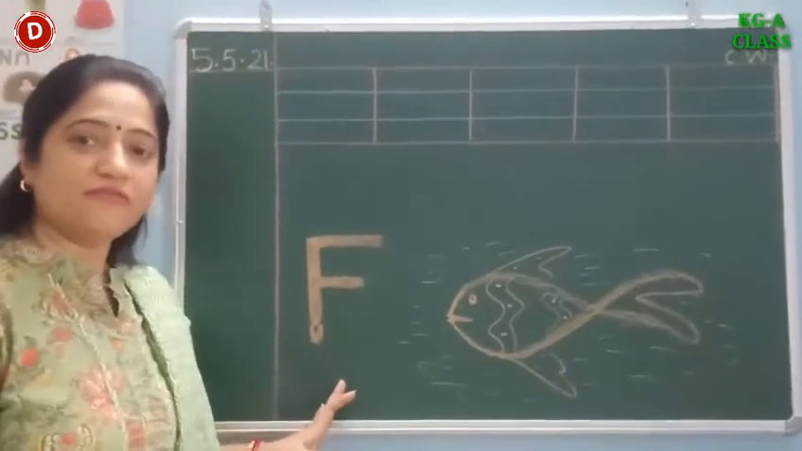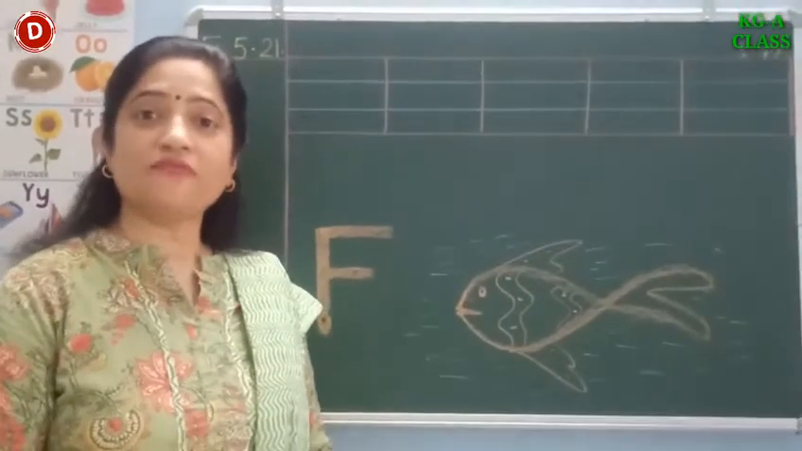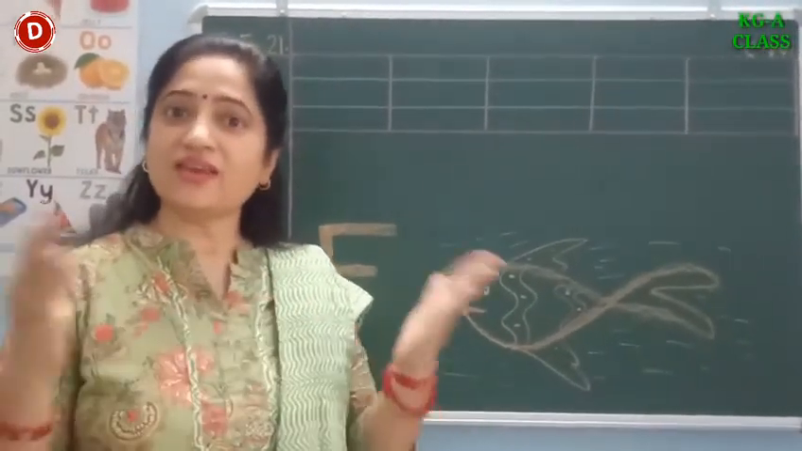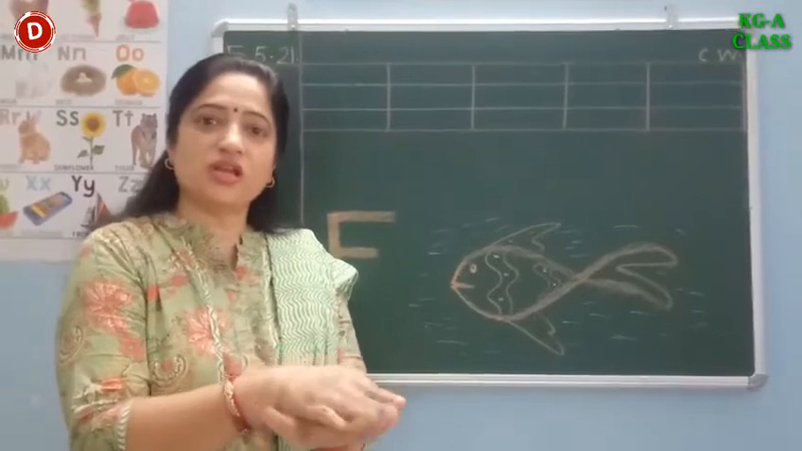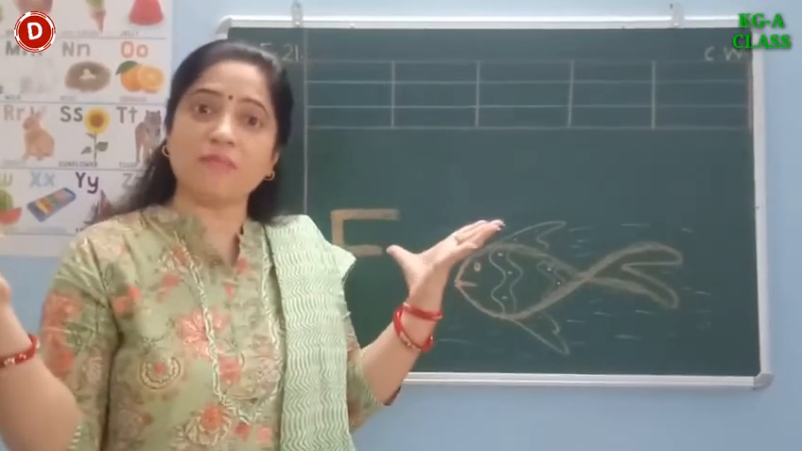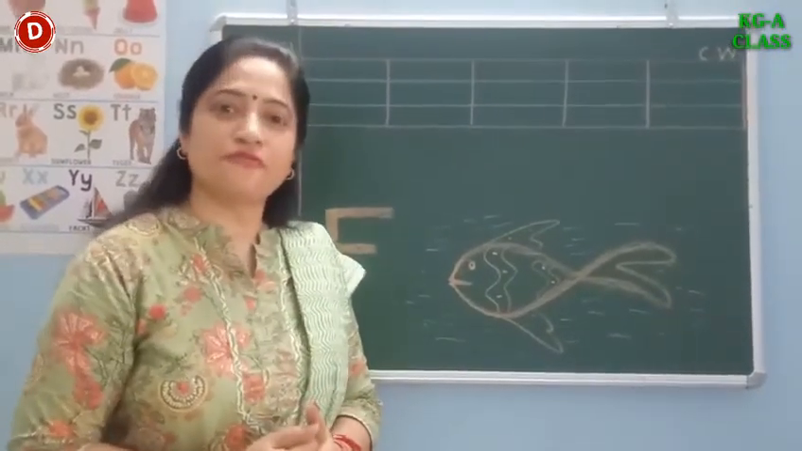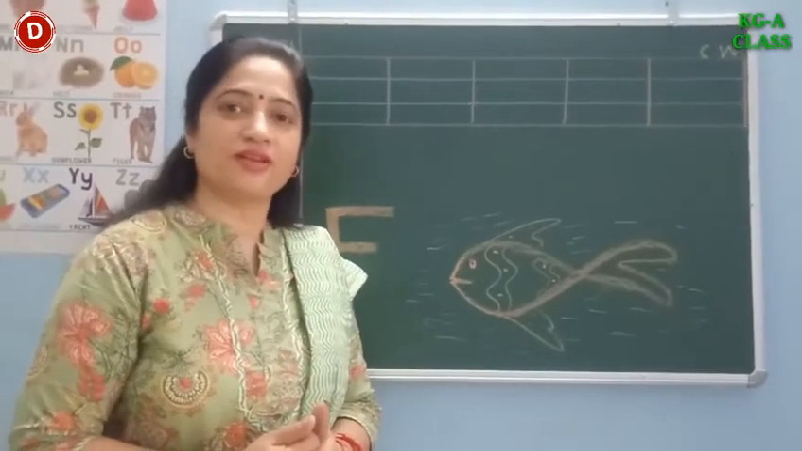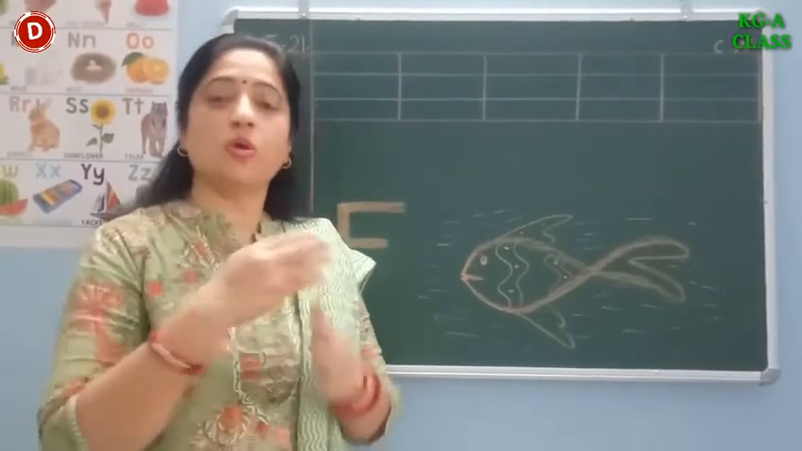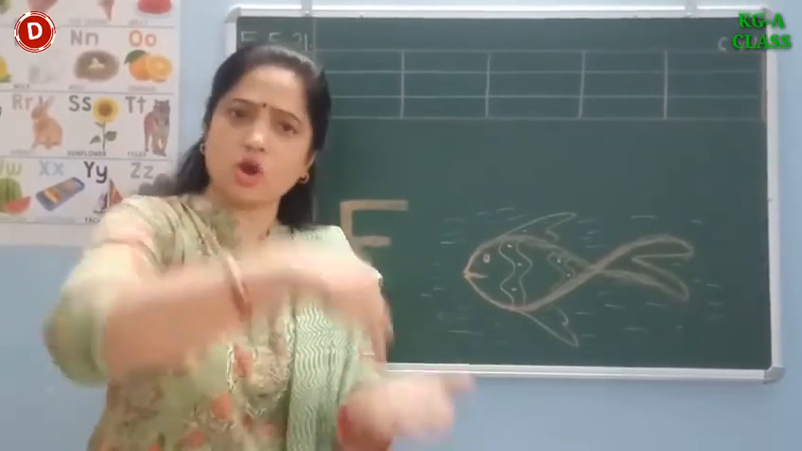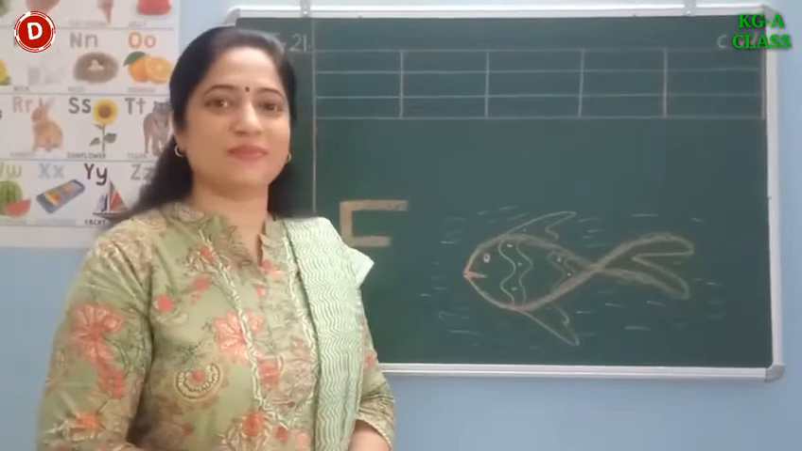Children, before writing F, let's recite its phonic song. So the song of F is: my friend and I went to the beach with my floating fish. It got a hole and air came out. So F says F. Let's say the sound again. My friend and I went to the beach with my floating fish. It got a hole and air came out. I hope you are able to understand.